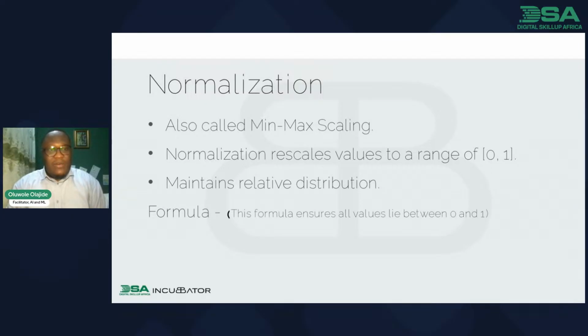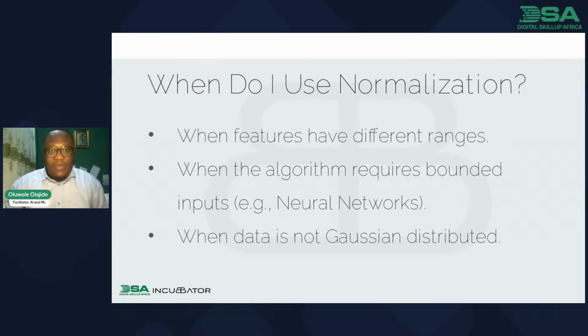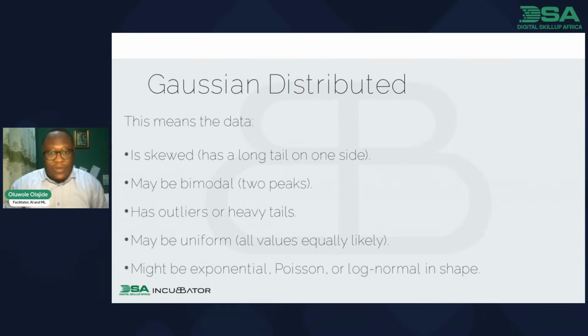The formula is going to be in the next class. The formula ensures that all values lie between 0 and 1. Anything that goes below 0 or above 1 becomes a problem for you, so you try to align it to give you what you need.